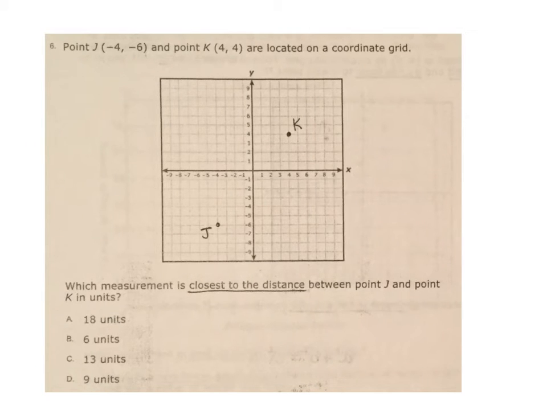Number 6. Point J, which is (-4, -6), and point K, (4, 4), are located on a coordinate grid. Which measurement is closest to the distance between point J and point K in units?